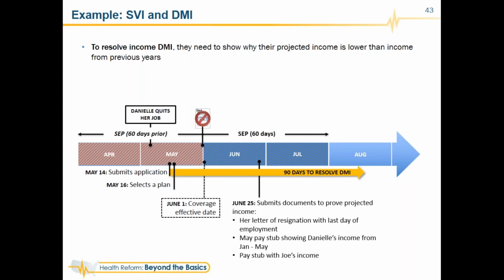So you'll have those all together, so it makes the DMI resolution hopefully easier. So now on July 27th, their DMI is resolved, and Joe and Danielle's coverage continues sort of undisturbed. If they don't resolve their DMI by the time that 90-day inconsistency period ends, then their subsidies will be automatically adjusted to be based on the income that the marketplace has in their sort of trusted data sources on their income.